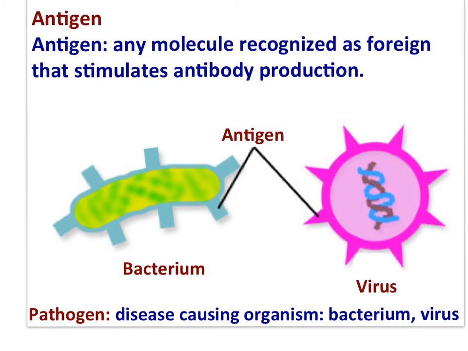Antibodies are secreted by your immune cells, B cells specifically, and antibodies are secreted against the antigens. We'll see more on that later. Antibodies target the molecules, they target the antigens on the surfaces of pathogens. Now, can you distinguish the terms antigen and pathogen? An antigen would be any molecule as part of a larger pathogen that stimulates antibody production.